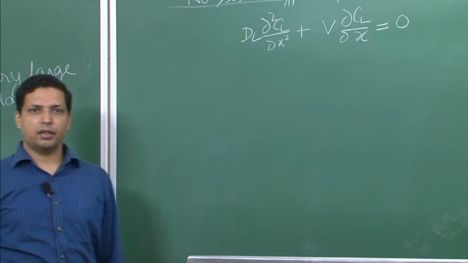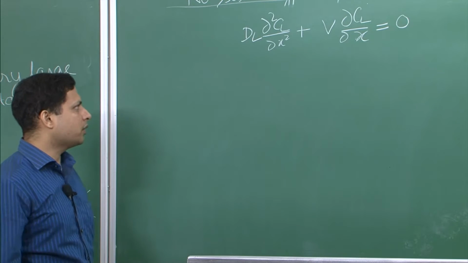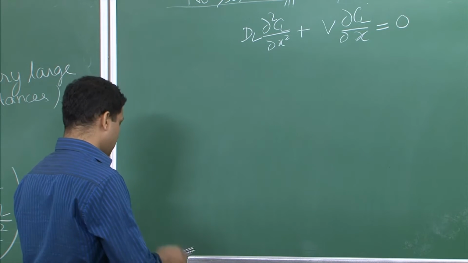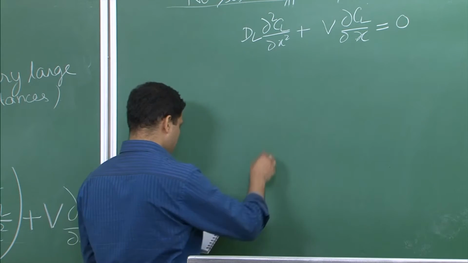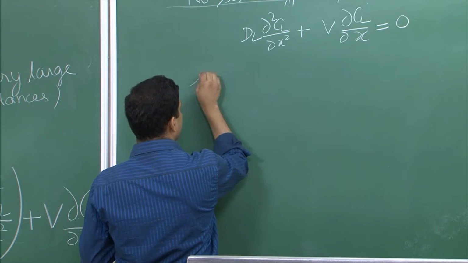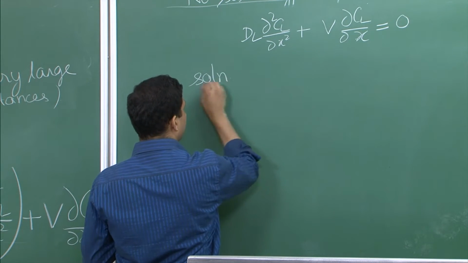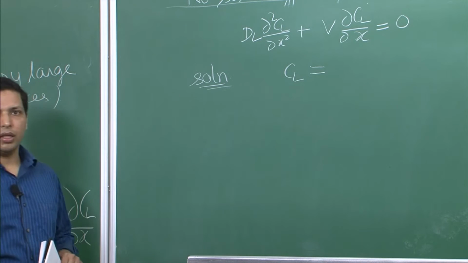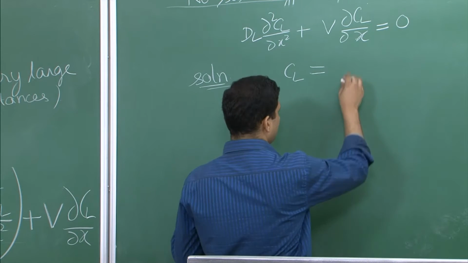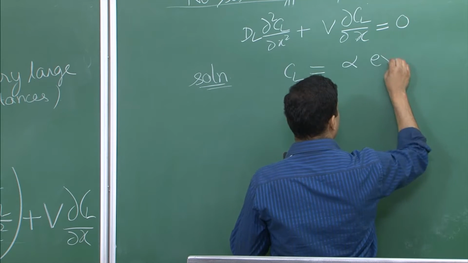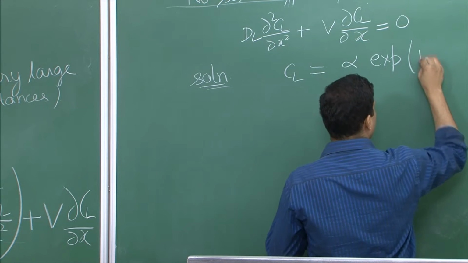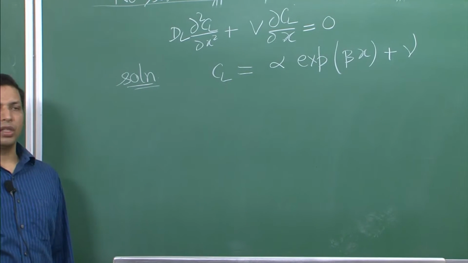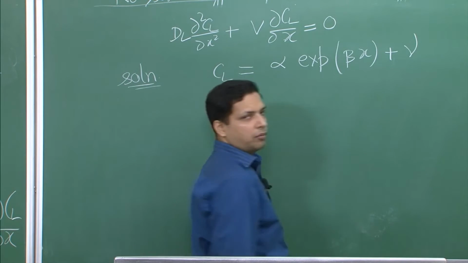This is a very standard equation in differential equations, and there is a very standard solution for this. We will write what the standard solution is. The solution will be CL as a function of x: CL is equal to alpha times exp, which is exponential, beta x, plus gamma. This is a standard solution for equations of this form, where alpha, beta and gamma are some constant values.